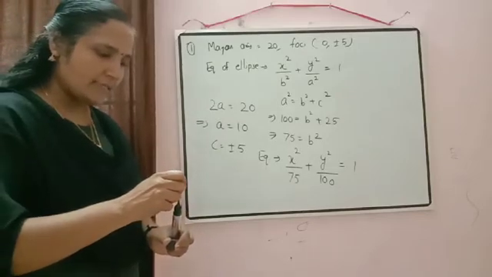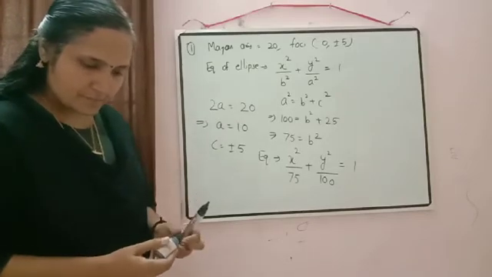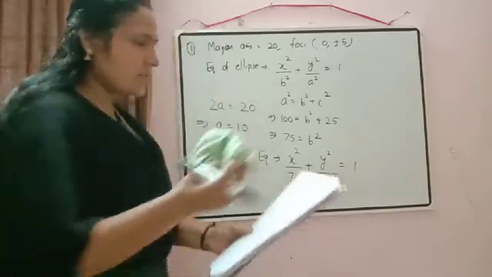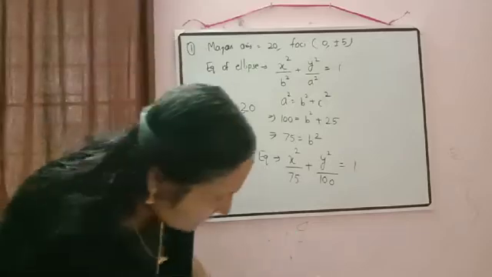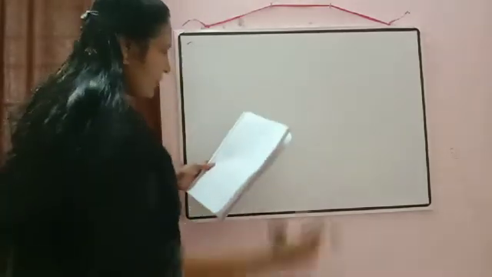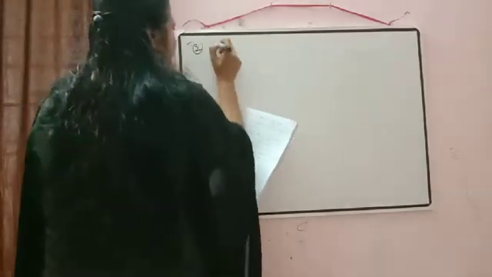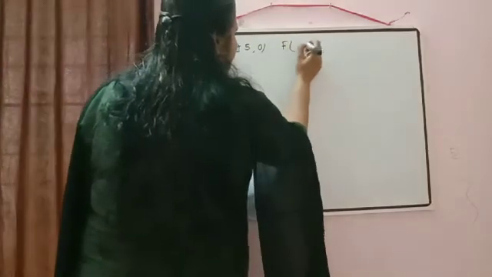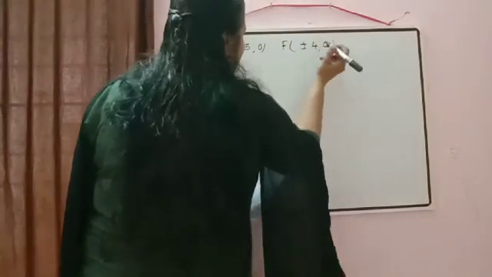Now we'll check the next question. In the next question it is given: vertices plus or minus 5, 0. Write down, vertices plus or minus 5, 0, foci plus or minus 4, 0.